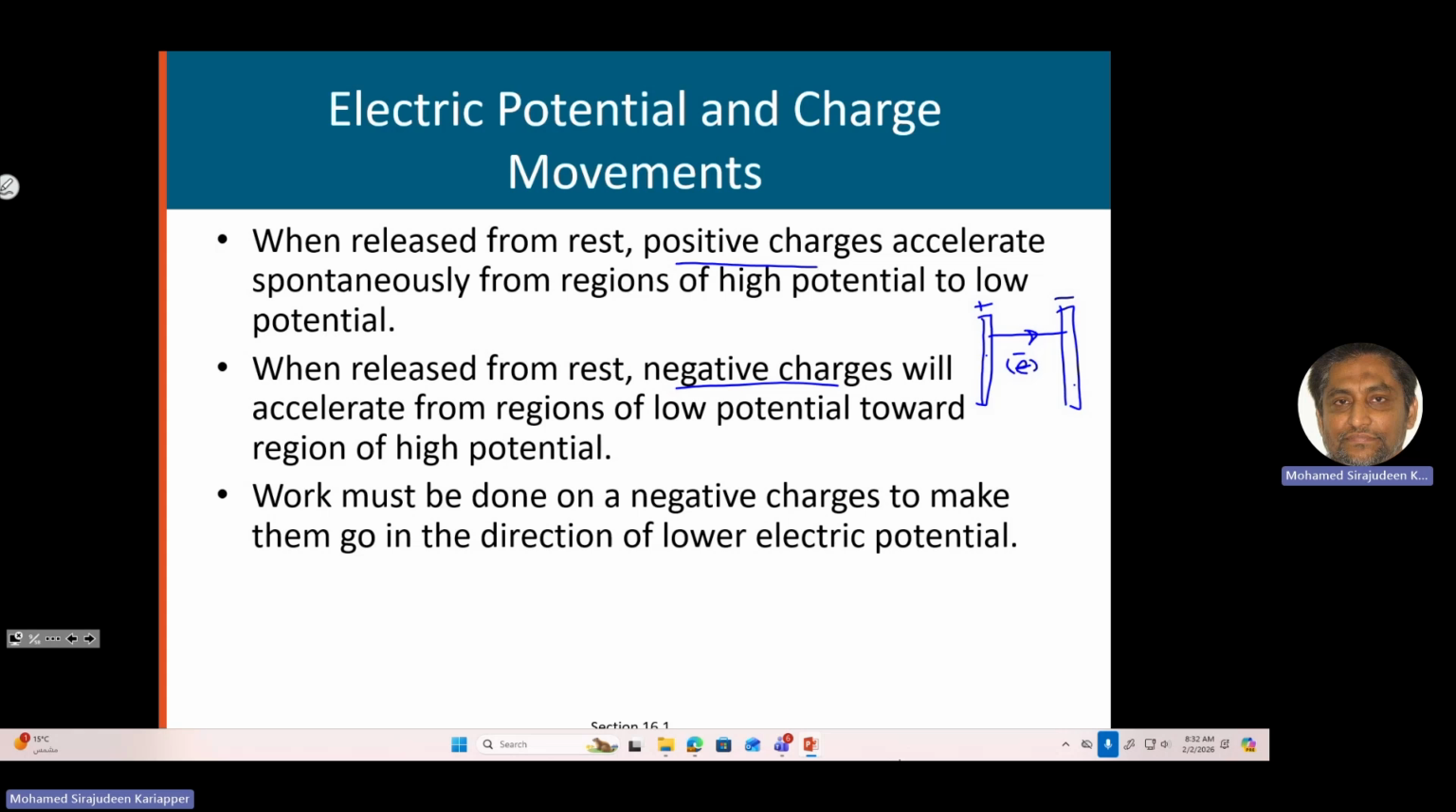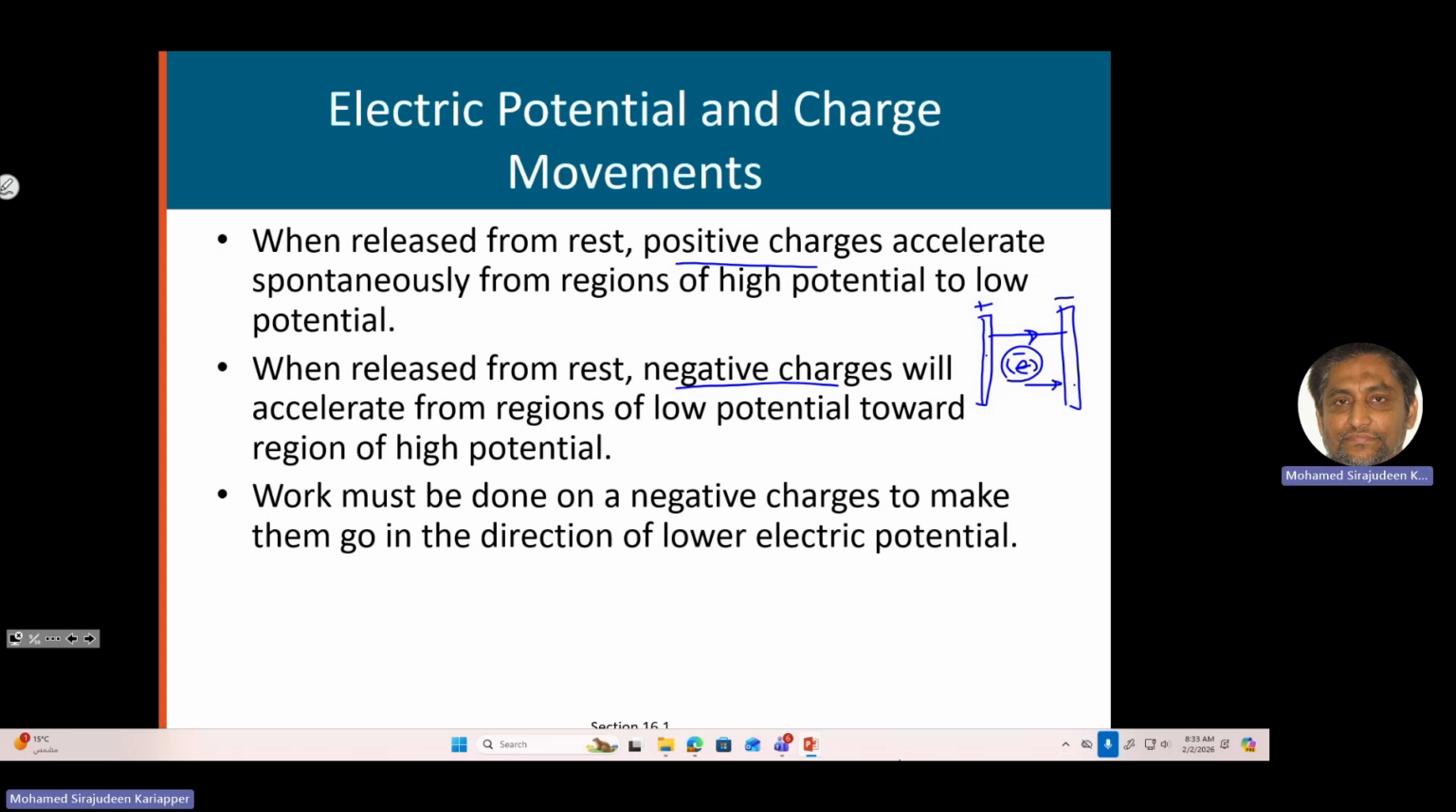So if you want to move the other way around, if you want to force this electron, which is a negative charge, to go to the negative plate or to the lower potential, then we have to do work because it is going to be repelled by the negative plate. So one has to do work to make it move to the lower potential. Work must be done on a negative charge just to make it go in the direction of lower electric potential.